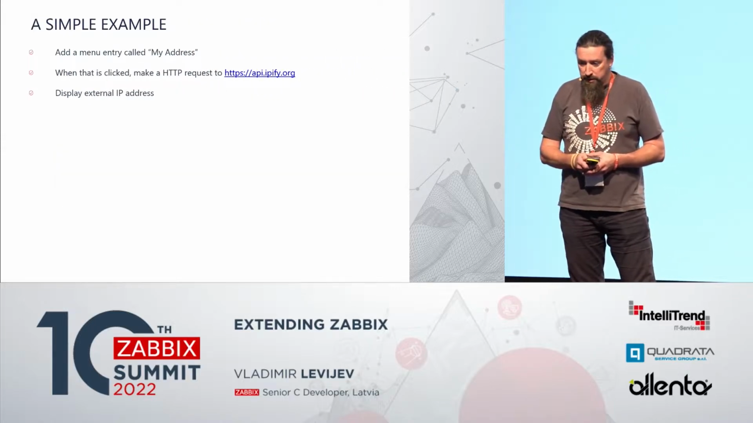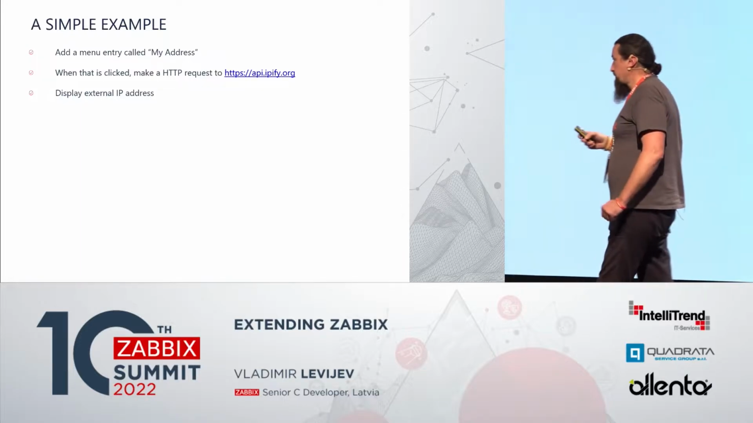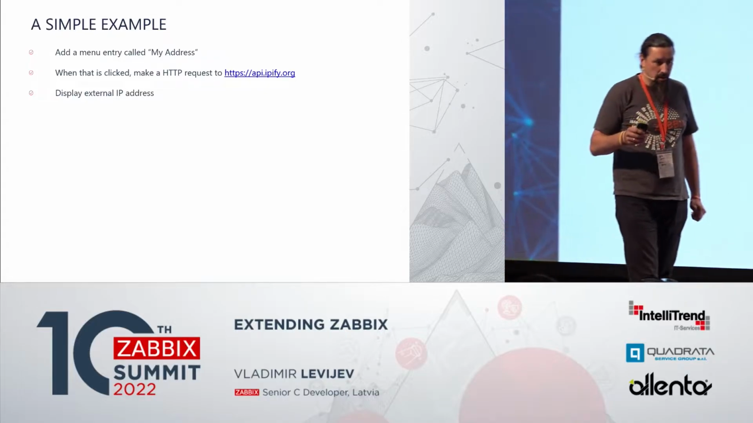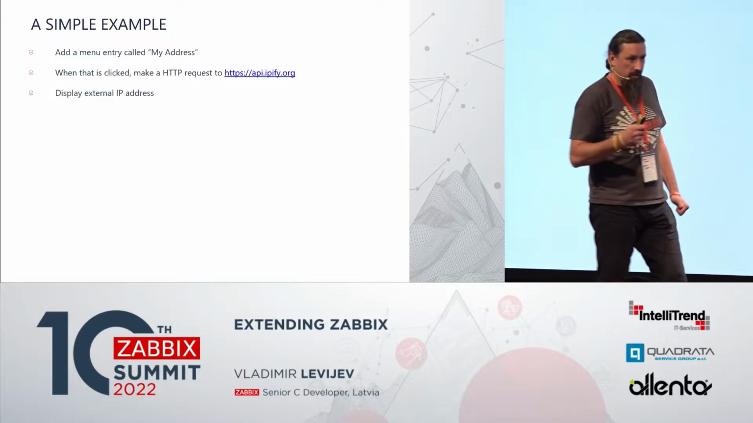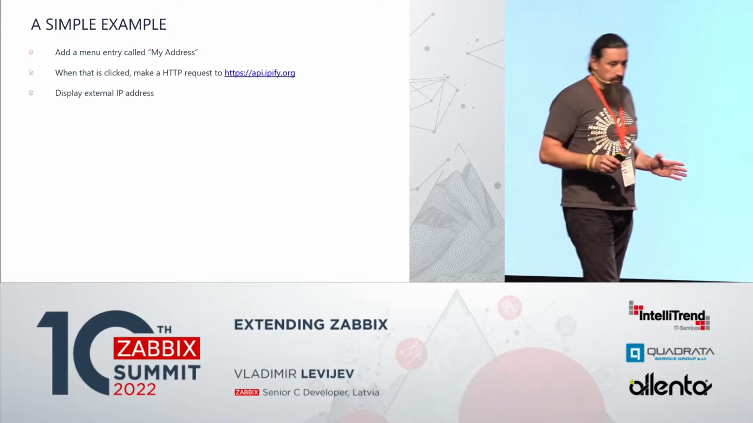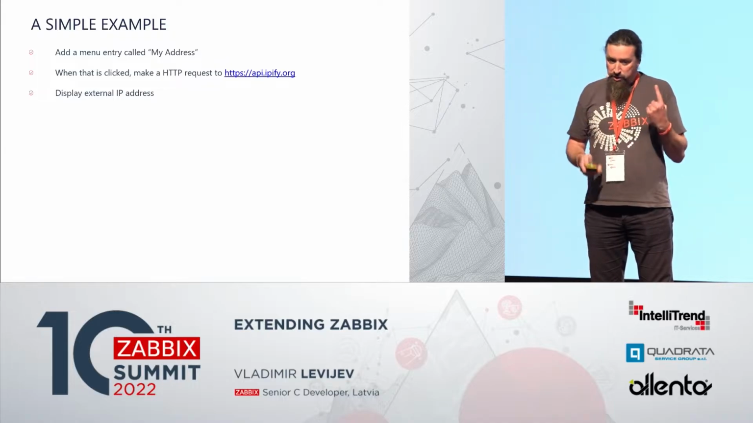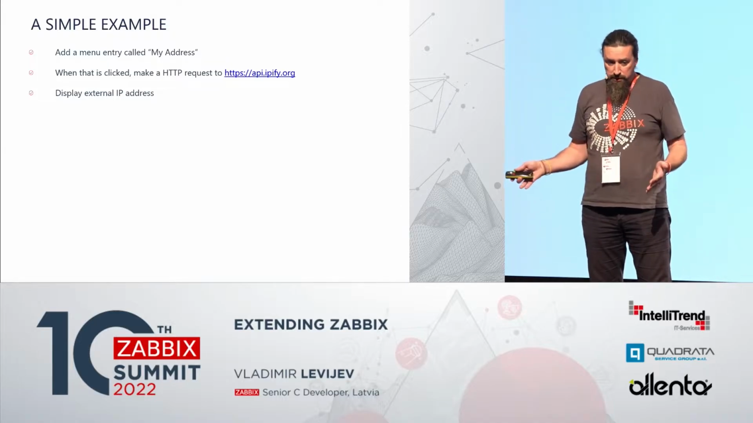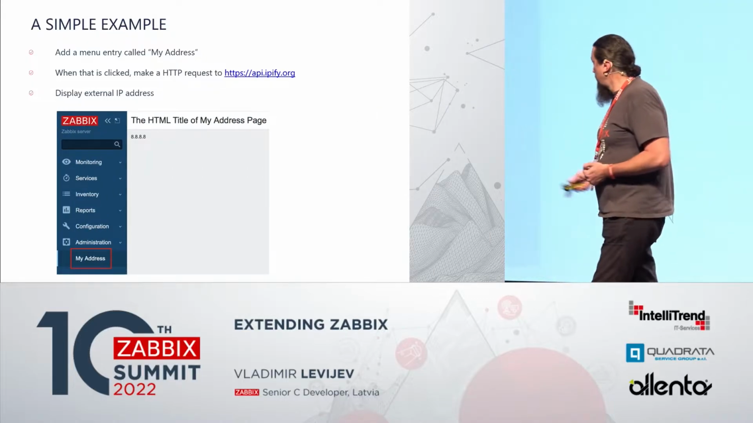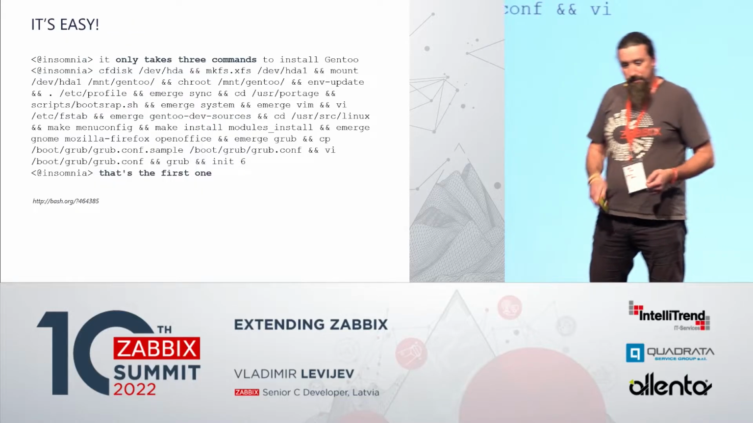Let's take a look at a simple example where we create a module called myAddress. The idea of the module is to add another page to the menu that outputs the external IP address of the host where the front-end is running. A really simple task. The action will make one HTTP request, and the view will output what it returns, and that's it. So we want something like that: another menu entry and our external IP address. In this case, it's replaced, but don't worry. So it's easy, right?